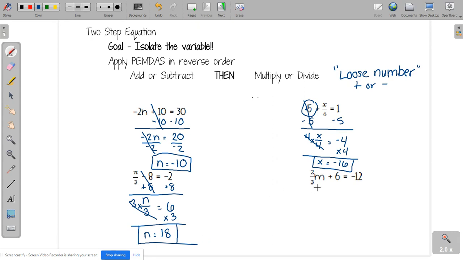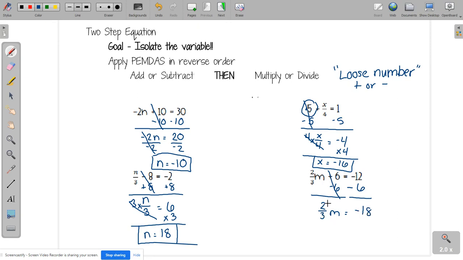Okay, the next problem we have 2/3 m plus 6 equals negative 12. We have to get rid of our loose number, that's plus 6, so we're going to subtract 6 from both sides. We have 2/3 m equaling negative 12 minus 6, which is negative 18.